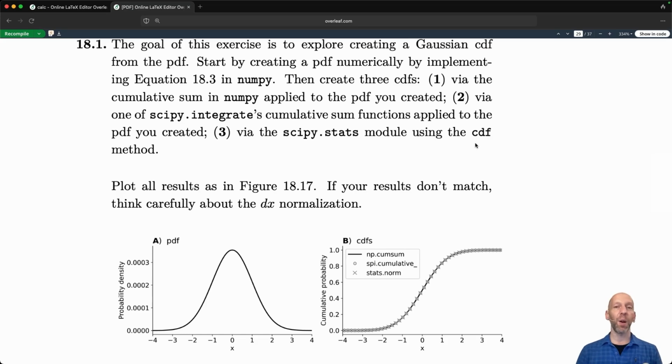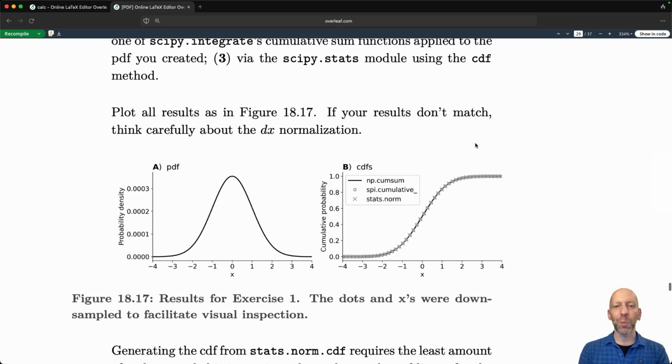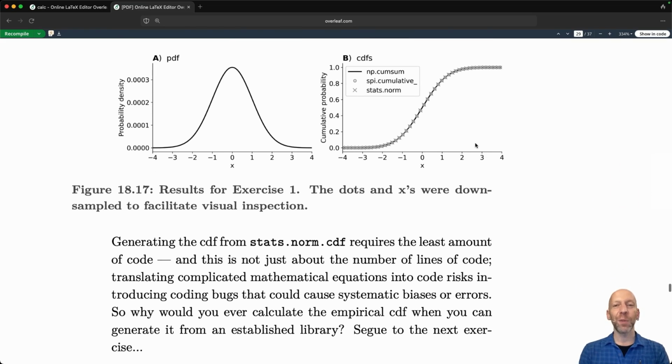In theory, they should all be exactly identical to each other. In practice, there will be some really minor differences just due to numerical discrepancies and precision errors and so on that you've seen plenty of times before in the book. But you can plot them on top of each other. Certainly visually, they look identical to each other. So here you see the 3 CDFs that we've created all plotted on top of each other.